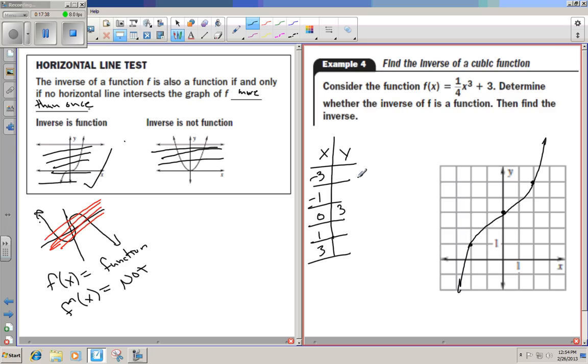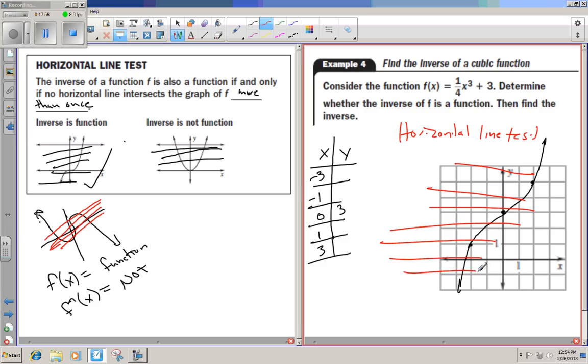Now, in graphing this, let's look, are there any places, horizontal line test. Is there any place we can draw a horizontal line that crosses that graph more than once? Can you? Right, you can't. So this inverse should be a function.